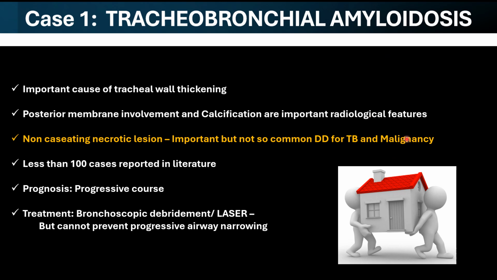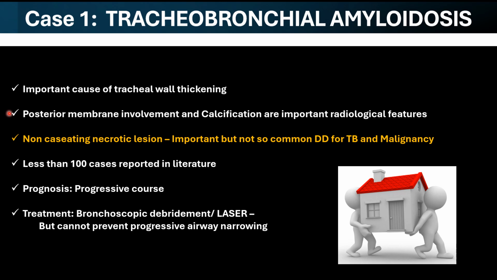In fact, in this particular patient, when the bronchoscopy was done, the pulmonologist called me and told me, sir, once I take the biopsy, it keeps recurring. No matter how much necrotic material I take from the bronchus, it keeps recurring. So this was atypical for tuberculosis and malignancy clinically, and hence the review was asked for other differential diagnoses. These patients also present with non-caseating necrotic lesions.